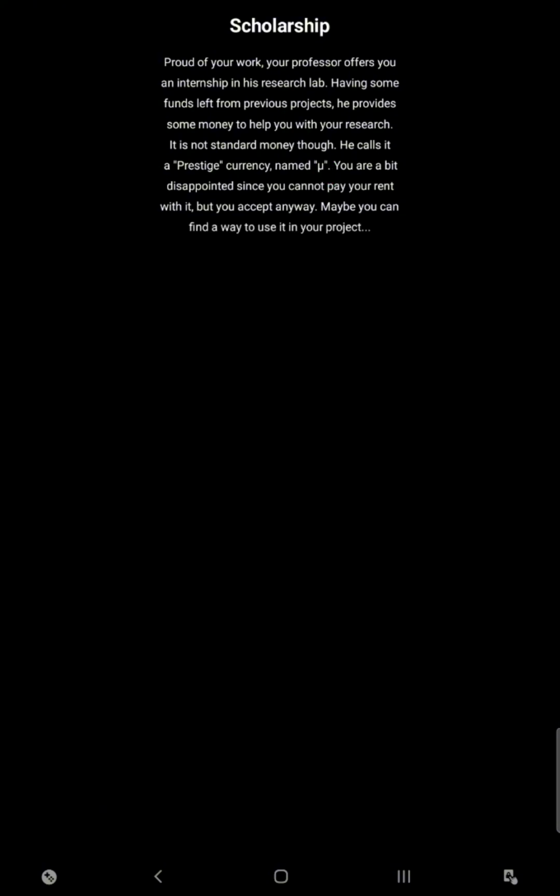Scholarship. Proud of your work, your professor offers you an internship in his research lab. Having some funds left from previous projects, he provides some money to help you with your research. It is not standard money though. He calls it a prestige currency. I'm a bit disappointed since you cannot pay your rent with it. But you accept anyway. It's actually pretty useful. Maybe you can find a way to use it in your project.